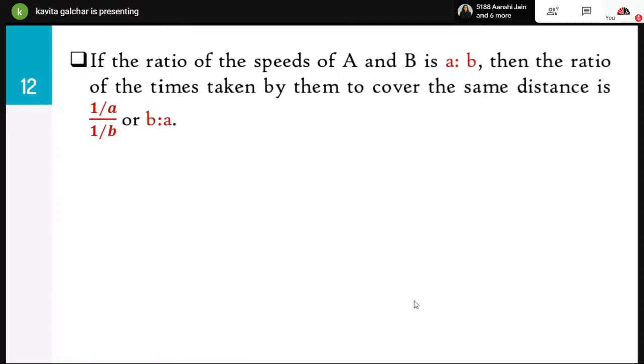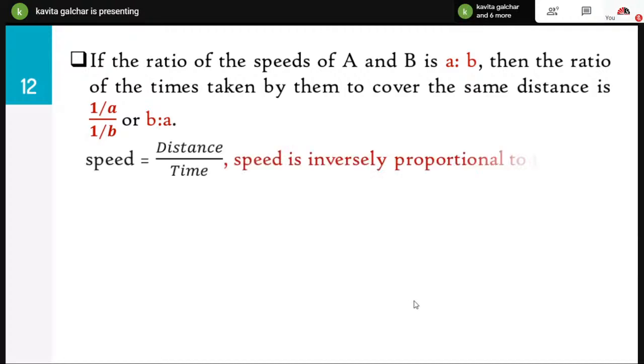These are the things that are definitely going to help you while solving problems. So, if the ratio of the speeds of A and B is A ratio B, then the ratio of the times taken by them to cover the same distance is 1 by A upon 1 by B, that is B ratio A. See, we have speed, that is distance upon time. For a constant distance, speed is inversely proportional to time. Therefore, for the ratio of speeds A ratio B, the ratio of the times will be the reciprocal of that, which is B ratio A.